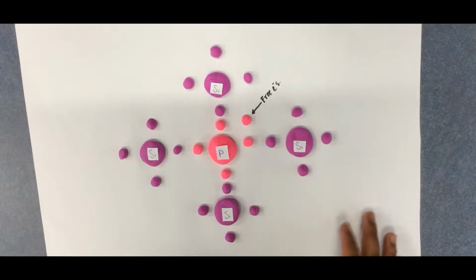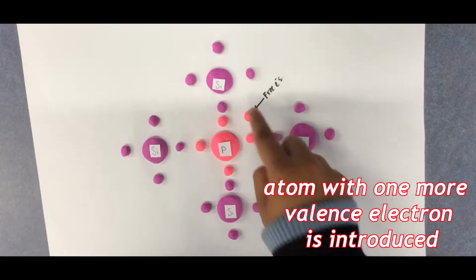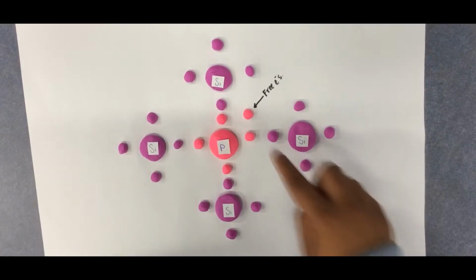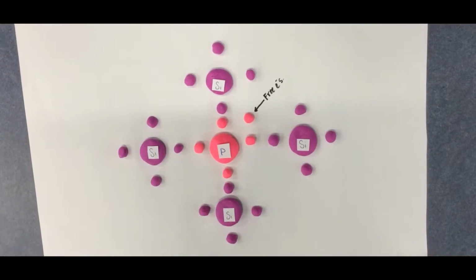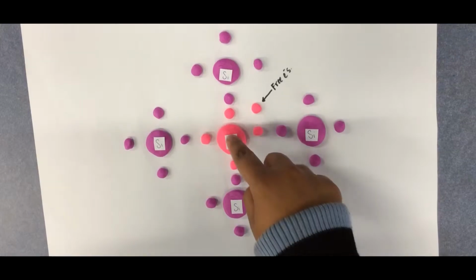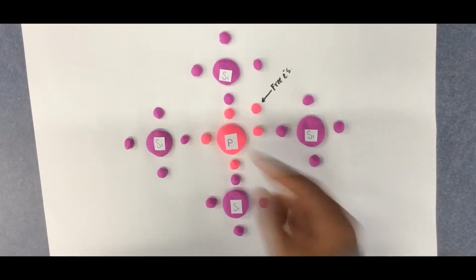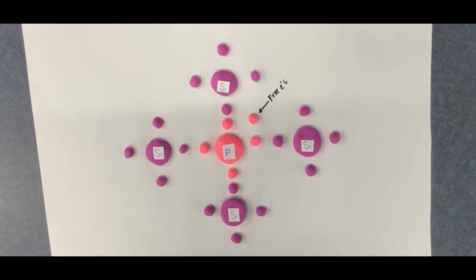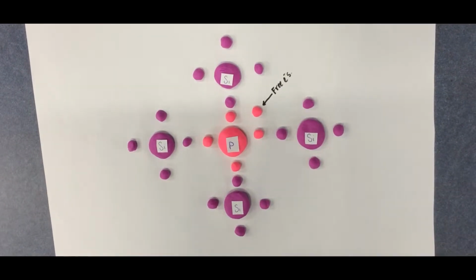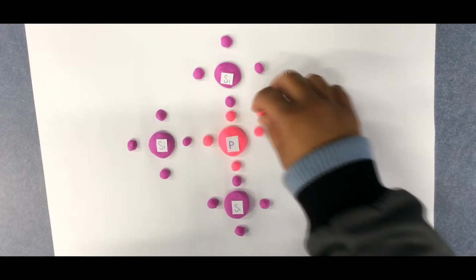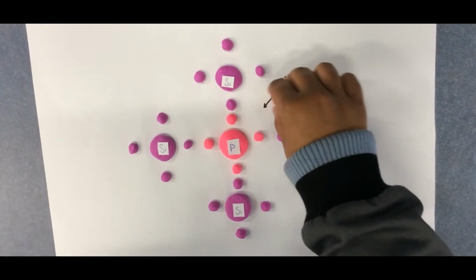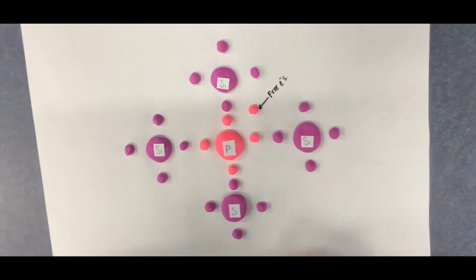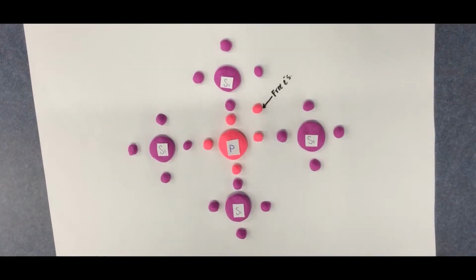For an n-type semiconductor, an atom with one more valence electron is introduced. Silicon, which is a group 4 atom, has 4 valence electrons in its outermost shell. Then in n-type doping, a phosphorus atom, which is a group 5 atom, is introduced, which means it has 5 valence electrons in its outermost shell. That means there is 1 valence electron which is free, and it can move around anywhere it wants to go in the lattice structure. That makes the semiconductor more conductive.